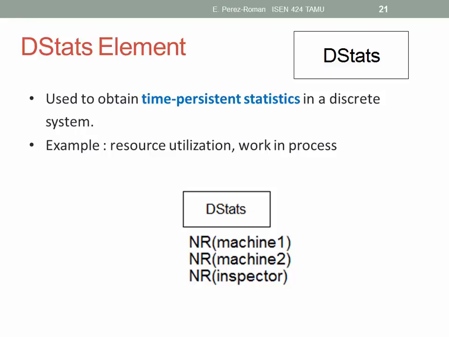And the DStats element is also used to collect some statistics from the system, and this is used to obtain the time persistent statistics in the discrete system. So for example, as I mentioned, the working process. Another one could be the utilization of the machine. So in order to get the information of those statistics in the model, you can use this stat block and use this NR variable. And this one is associated with the resource utilization.